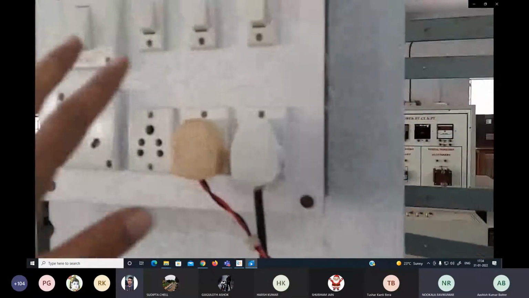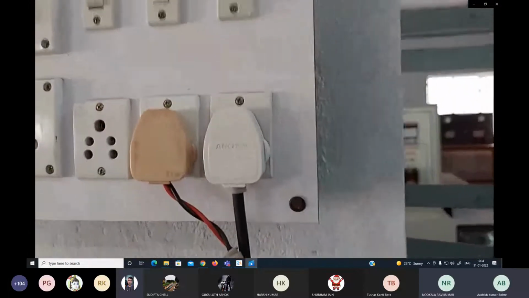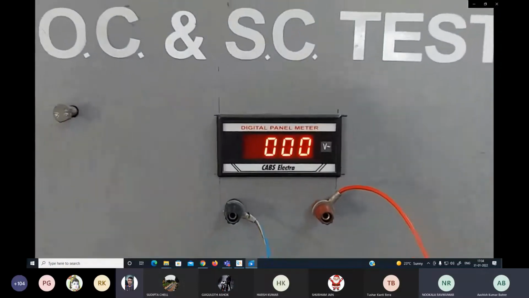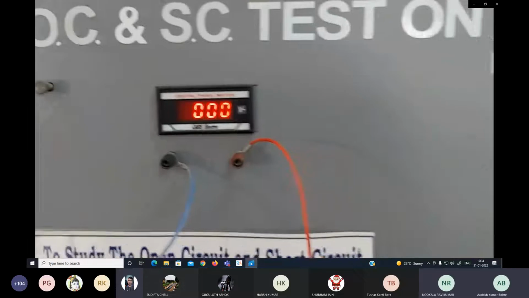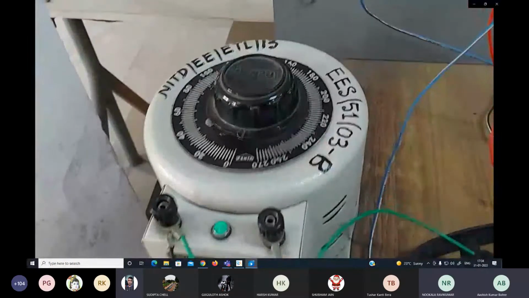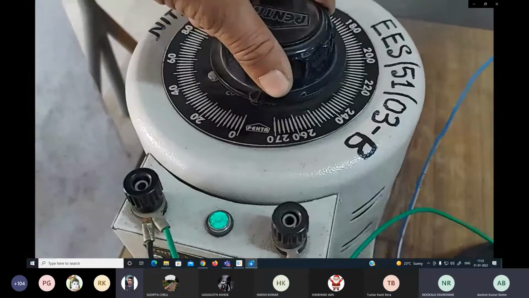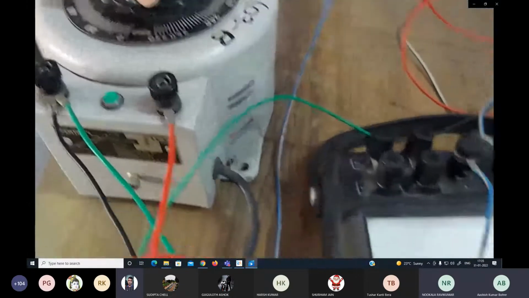Okay, so now we are going to switch on the powers. Those two plugs are the power to the thermostat as well as power to the panel board, so that we can utilize the digital panel meters, because digital panel meters need some power. Okay, so now we will increase the voltage by rotating the knob of the thermostat. We will gradually increase and we will see how the meters, that is ammeter and voltmeters, are showing.